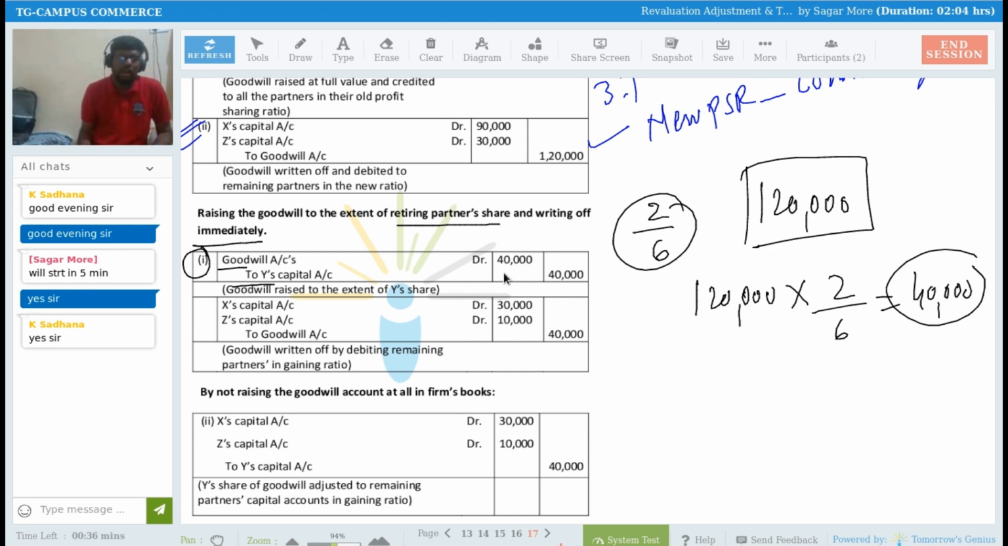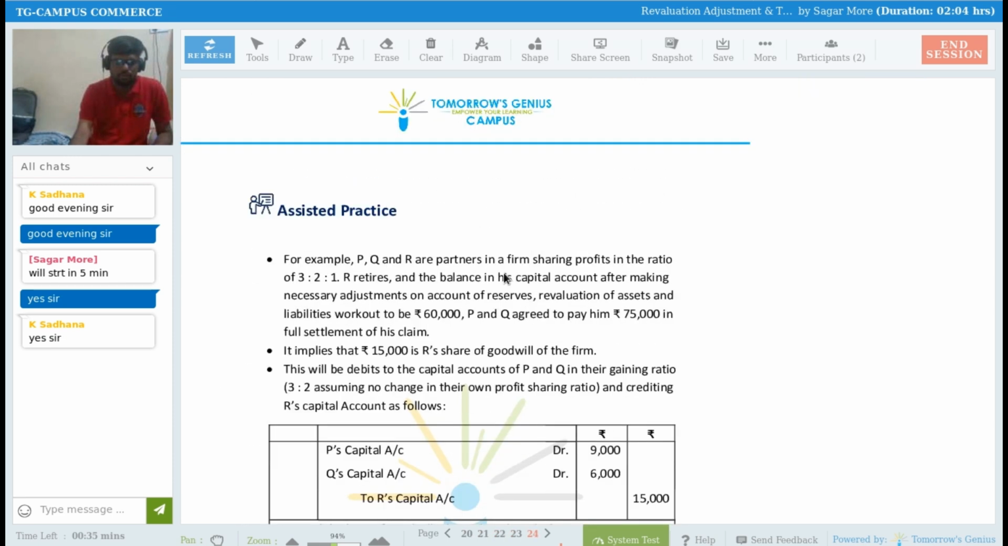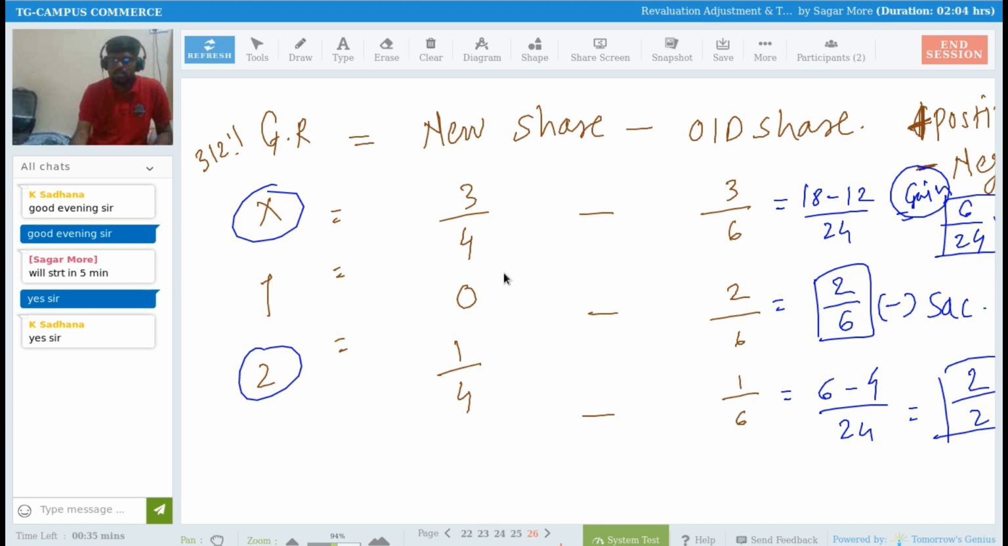So whenever there is a write-off, you have to understand that the continuing partners are the ones to be debited. Right? As per which ratio, sir? Not in their new profit sharing ratio, but their gain ratio, right? So the gain ratio we have already calculated. What was that? So the gain is 6/24 and 2/24. That is 3:1 only. Yes, Sadhana, absolutely correct.